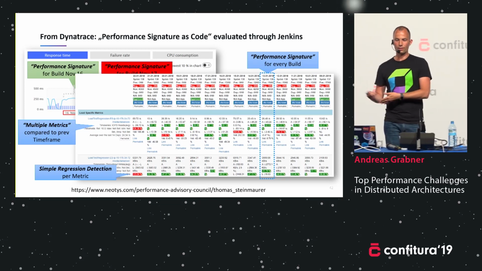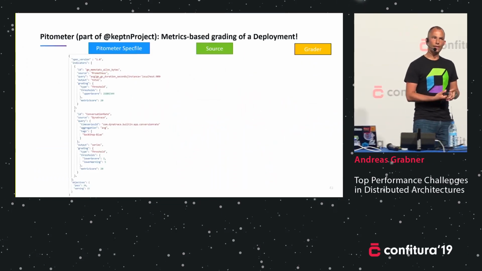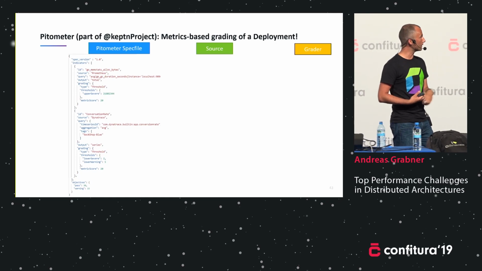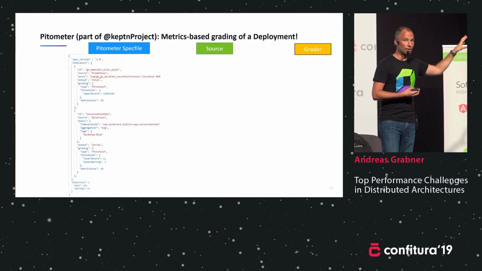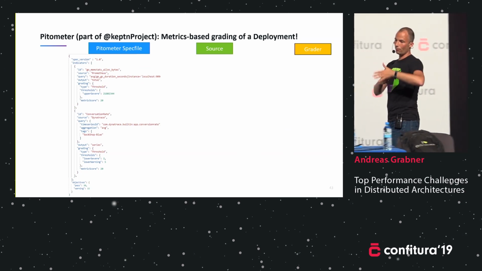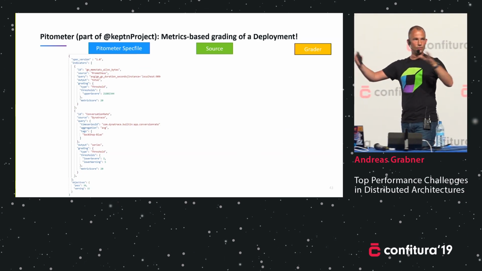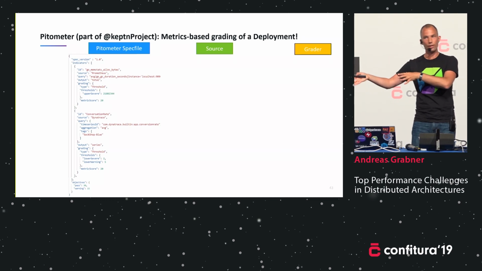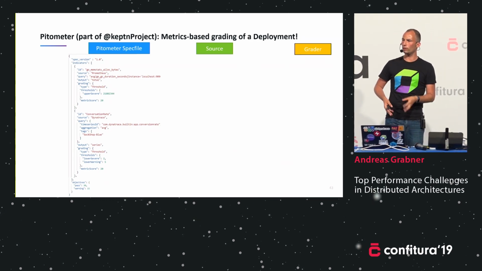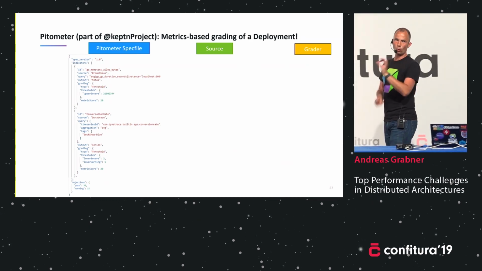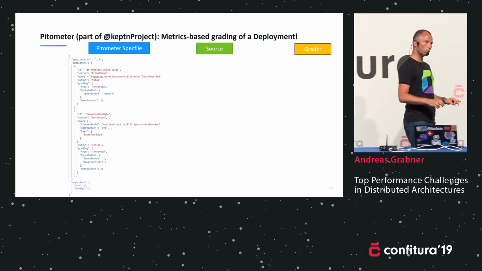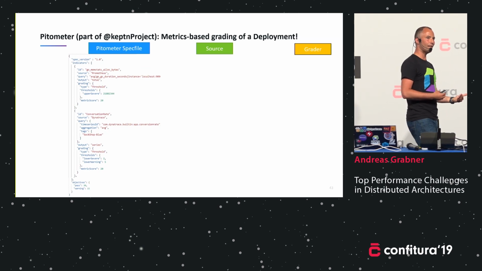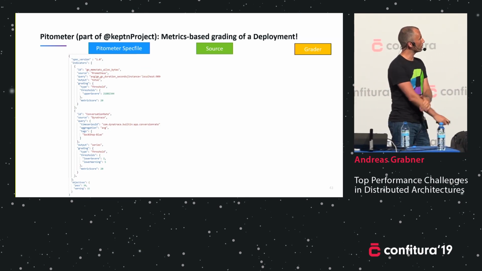And then we took this and we said, well, we can actually make an open source version out of it. And that's what we did. As part of the Captain project that I'm advocating right now, which is doing CD and CO, so continuous delivery and continuous operations, we have a component called Pitometer that automates pulling out different metrics from different tools and then grading them and giving us a result. So here's how this looks.